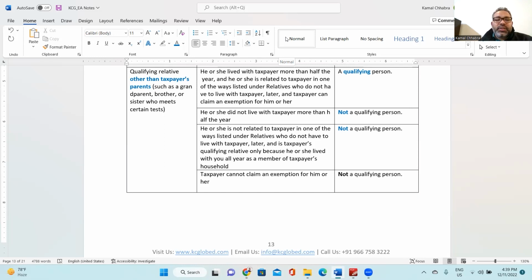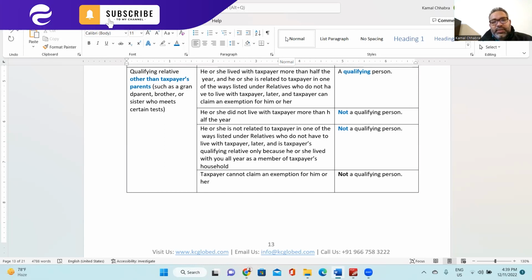Third, if he or she is not related to the taxpayer in one or more ways listed in the relative definition. So if he or she is not your direct relative, right? If he or she is not your biological brother, biological sister, or biological grandparent, right? For example, if your brother is your stepbrother and he's living with you, then you cannot claim him as a dependent.